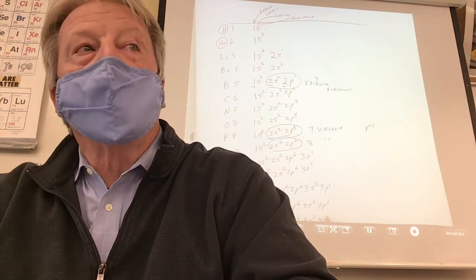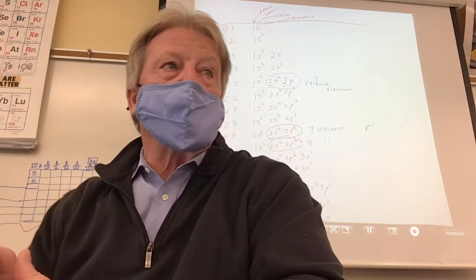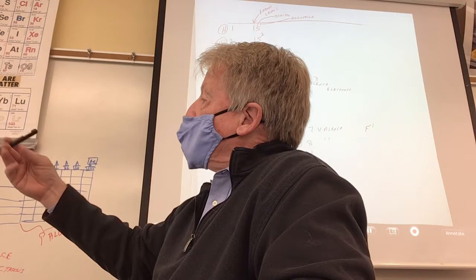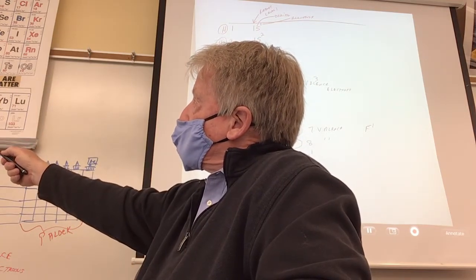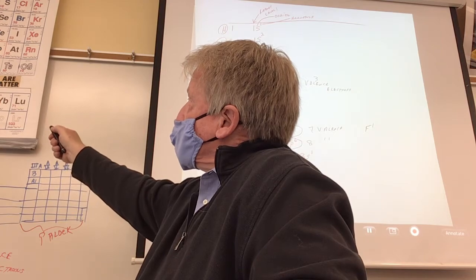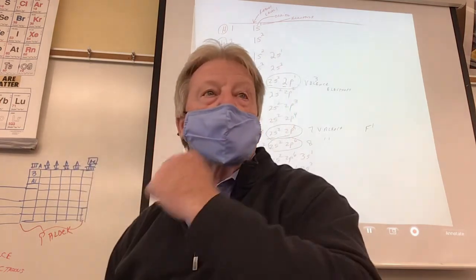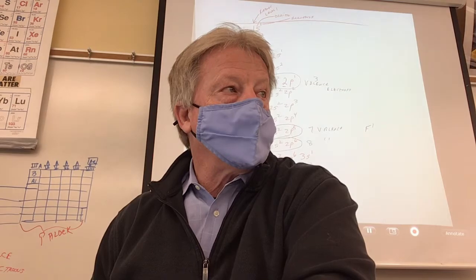3p what? Let's take a look. She says she ended at 3p3. I'm going to take a look. Here's the third energy level: 3s1, 3s2, 3p1, 3p2, 3p3. She should have ended at 3p3, and she did.